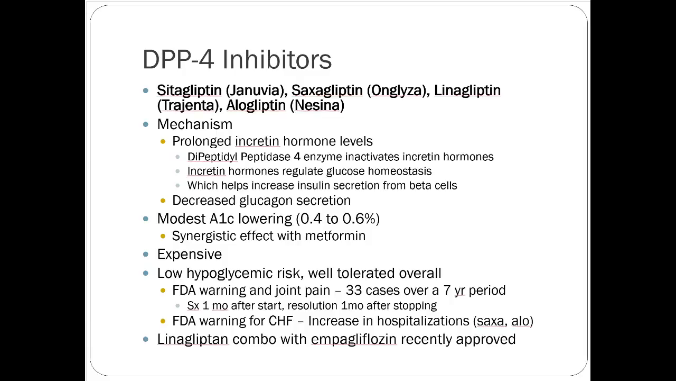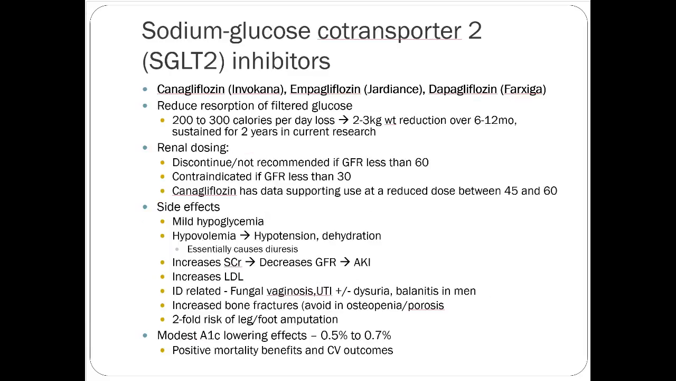All right, SGLT2 or sodium glucose cotransporter inhibitors are listed there. There's 3 of them on the market. This is the newest class of oral medications. These drugs have an interesting mechanism. They're pretty straightforward. They're basically reducing resorption of filtered glucose.